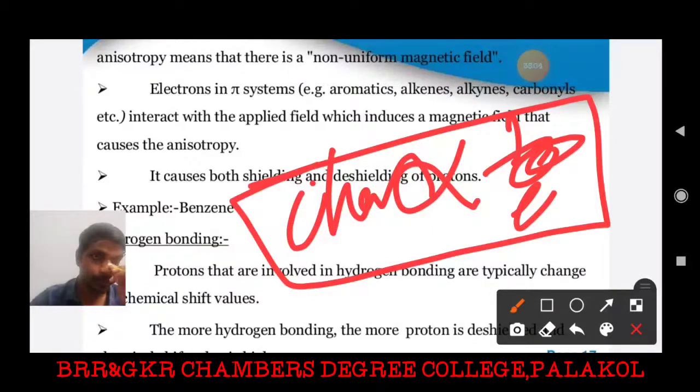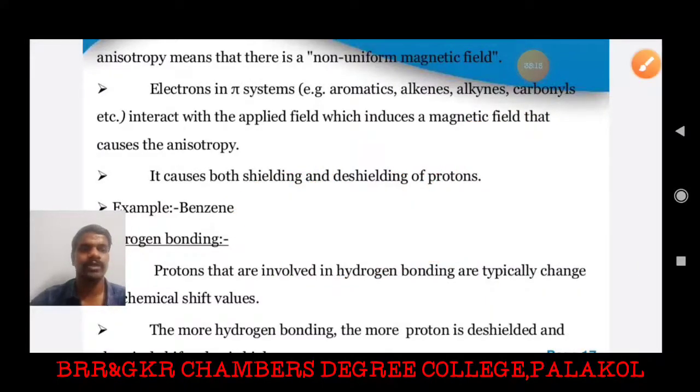In the next session we are going to discuss spin coupling and coupling constant. That is the last concept in this unit. Here the position of the NMR signals is explained by chemical shift values.